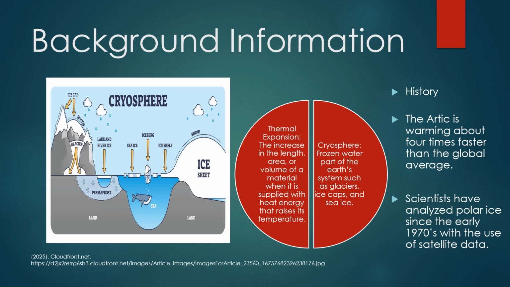In addition to this, historically, scientists began tracking ice loss using satellite imagery in the 1970s. Since then, we've seen consistent patterns of ice retreat, especially in the Arctic, which is warming nearly 4 times faster than the global average.